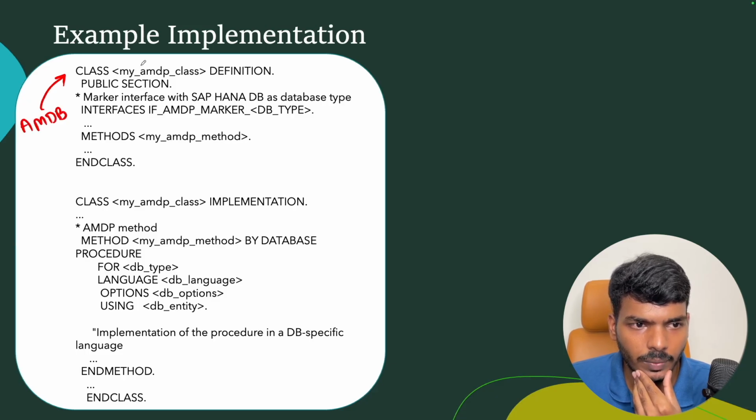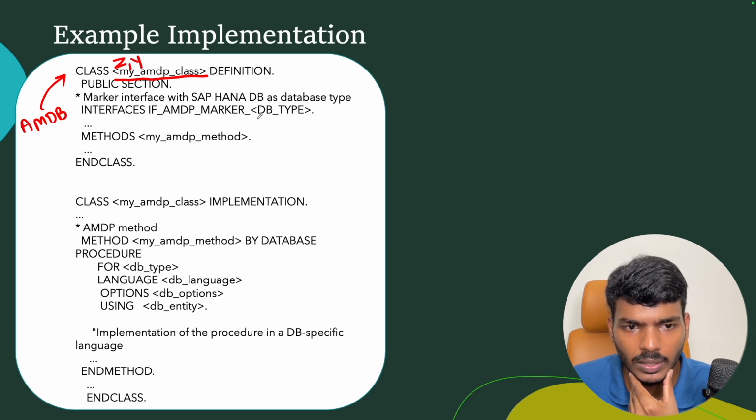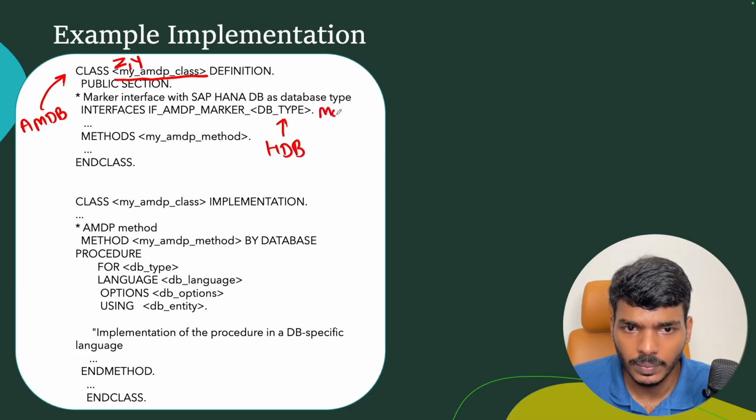Okay, then we have my AMDP underscore class. Here we can give any name which starts with Z or Y, just like normal ABAP. Then we have public section, and inside that we have interfaces if underscore AMDP underscore marker underscore DB type. Here we will always give HDB because AMDP only works with HANA database. And this line is mandatory.